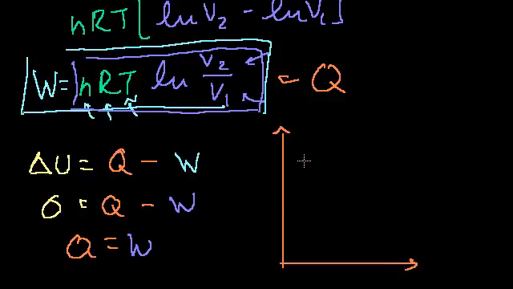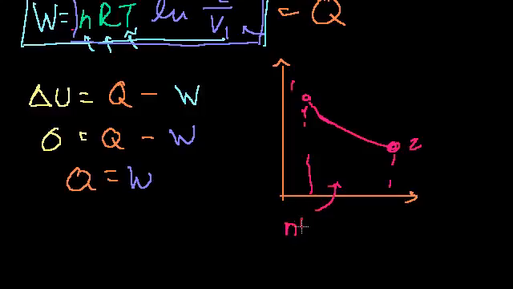We started here at state 1, and we moved along this rectangular hyperbola, which is an isotherm, to state 2. And now we could have calculated the area under this, which is the work done, which was this value right here. Let me write it there. It's nRT natural log of V2 over V1. This is V2. This is V1. This whole axis, remember, was the V axis, volume axis. This axis here was the pressure axis.